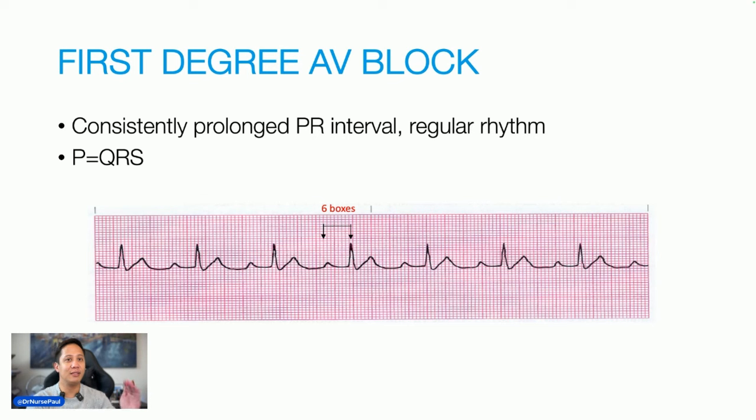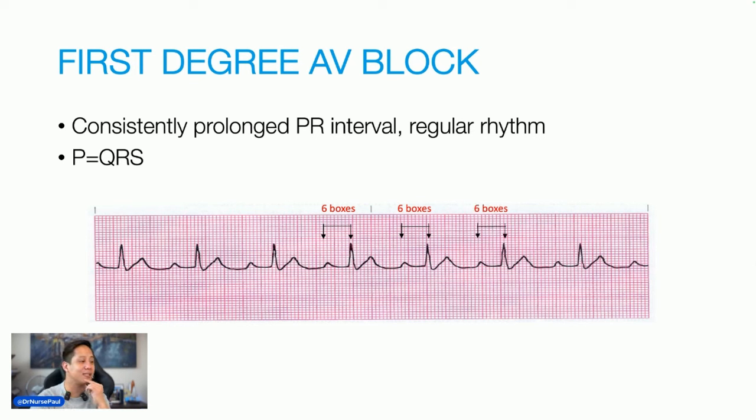The rate should be slow, the rhythm should be regular, and there should be no problem with the QRS. P, QRS, rhythm are all normal. We're only going to talk about the rate and PR interval. The rate is obviously slow because it's prolonged. Here it's six boxes. Look, followed by another PR interval, six. Followed by another PR interval, six.